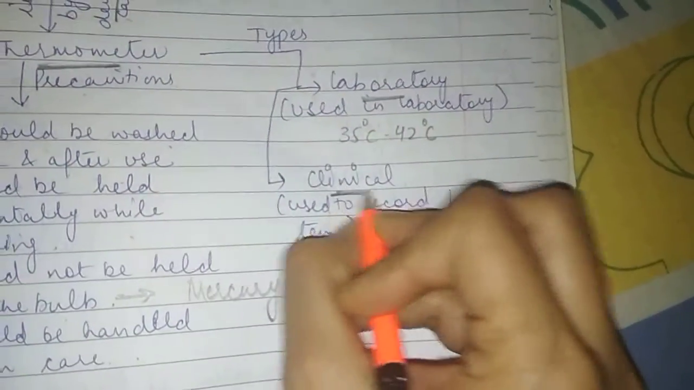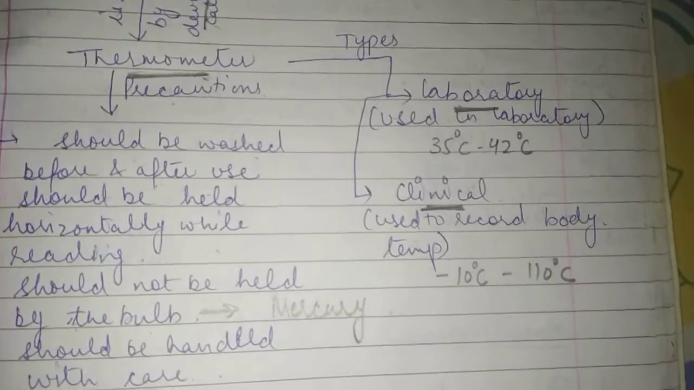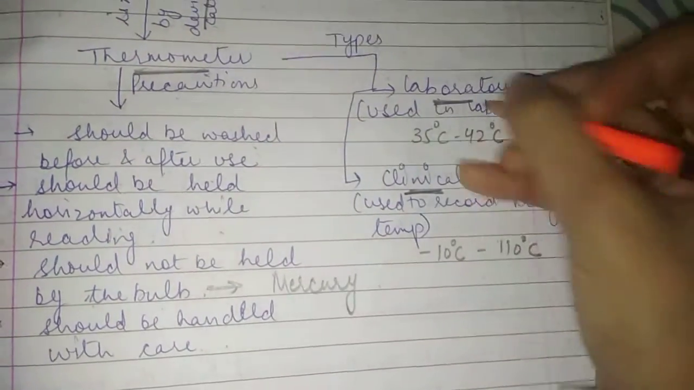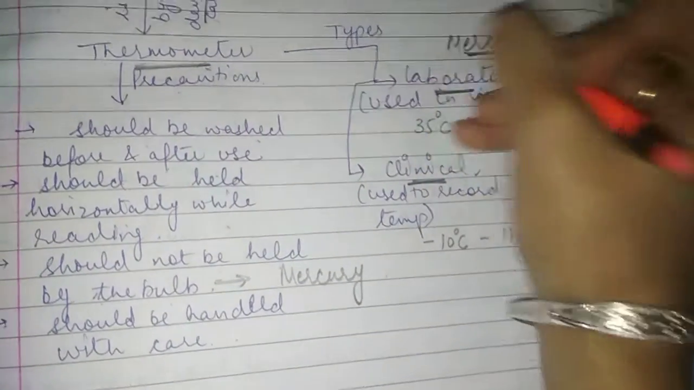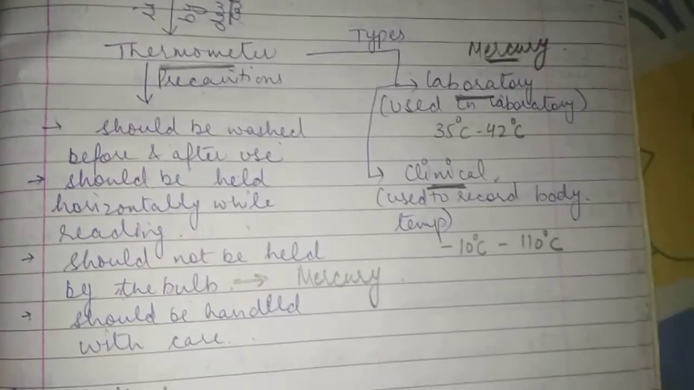And the types of thermometer: two main types of thermometers are there. One is the laboratory thermometer, second one is the clinical thermometer. The similarities between the laboratory and the clinical thermometers are that they both contain mercury and both measure temperature.